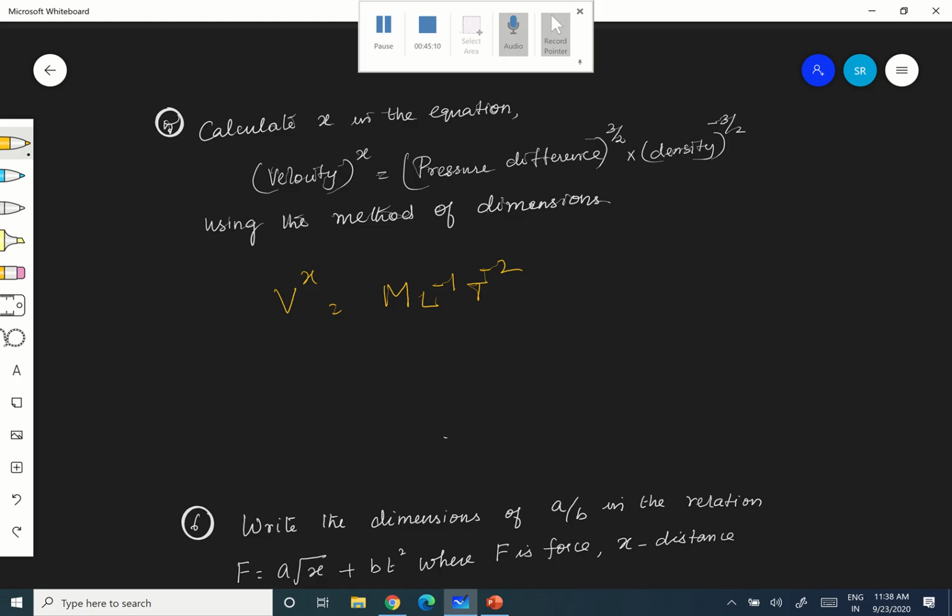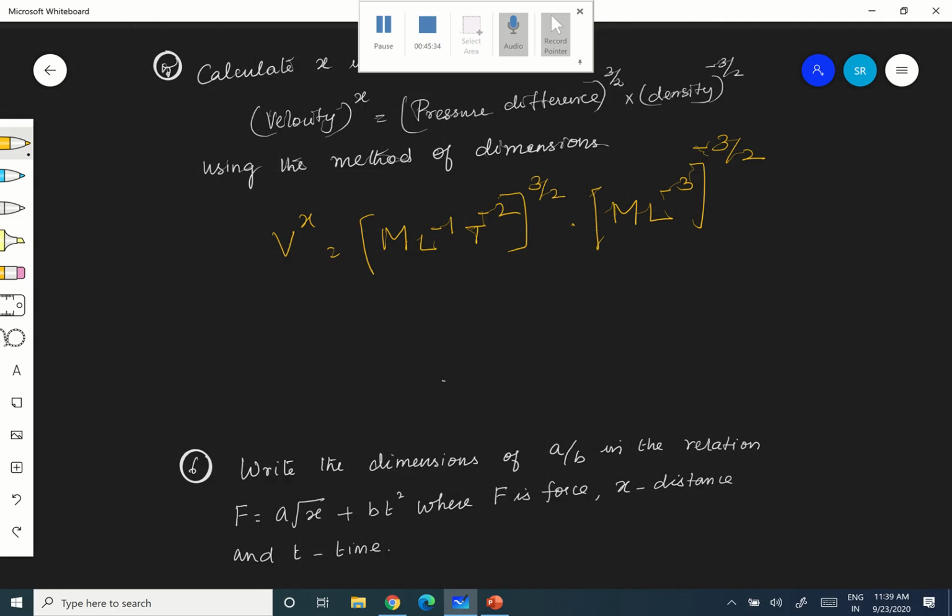Now by this time you should know. Therefore, it is the pressure difference, and its power is 3 by 2. Right. Next one is density. Density means mass by volume. Therefore, M L power minus 3, mass by volume, the whole power minus 3 by 2. Is it clear?